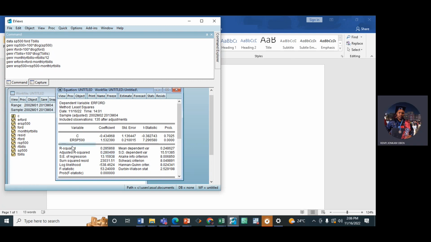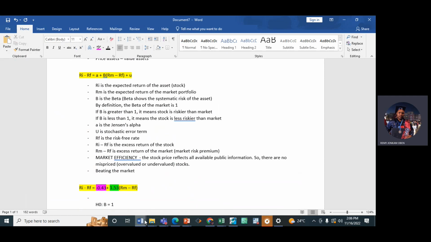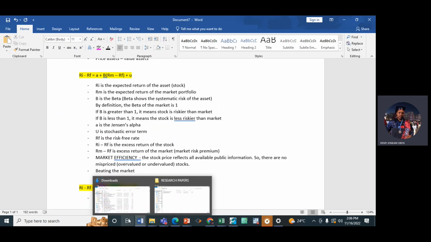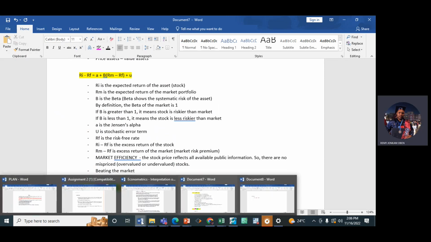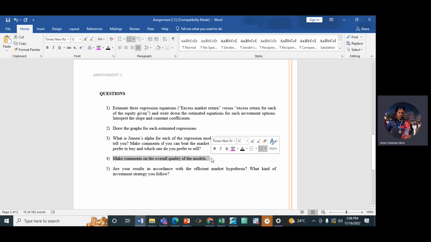So adjusted Rho squared and Rho squared are used to check the quality of the model, because I can remember here in this assignment, I asked, where is it? Did I delete it? That you should make comments on the overall quality of the model. So you should check first of all the Rho squared. Is the Rho squared high? If it is high, it's good.